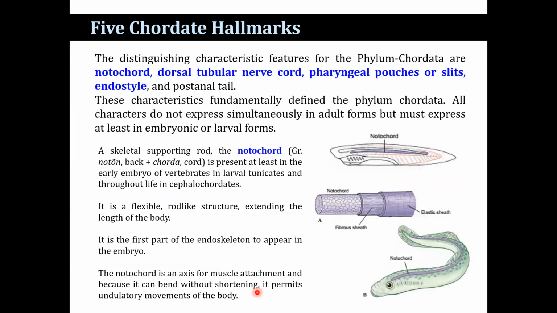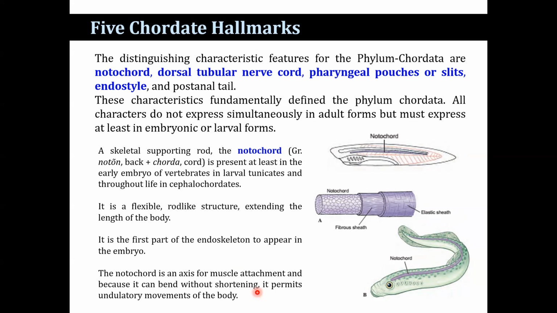Now, what are the hallmark features? Whenever you purchase an ornament made of gold, you see the carat mark. That is a hallmark. In the case of the chordates, some hallmark features are present. So what are the features? Notochord, nerve cord, pharyngeal slits, endostyle, and also the post-anal tail. These are the distinguishing characteristic features that define the chordates.